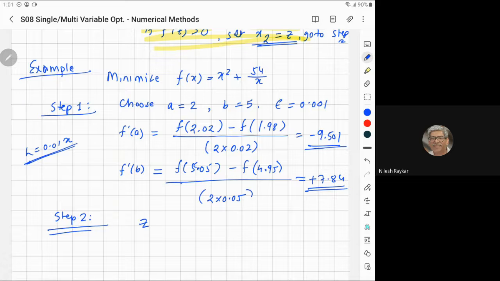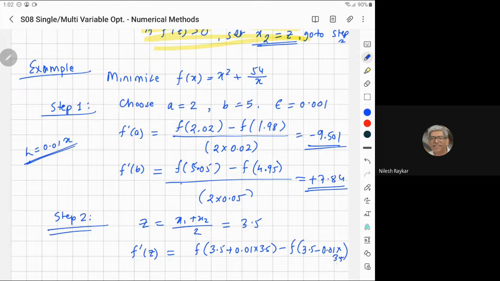So next we have to calculate z at this particular point, at the midpoint of your region. That is x1 plus x2 divided by 2, so that would be 3.5. So f dash of z would be f of 3.5 plus 0.01 times 3.5 minus f of 3.5 minus 0.01 times 3.5.